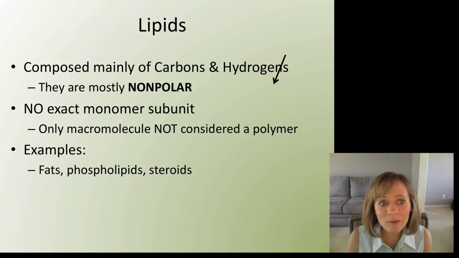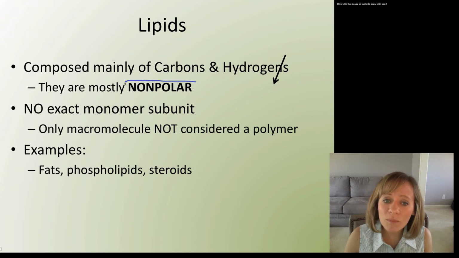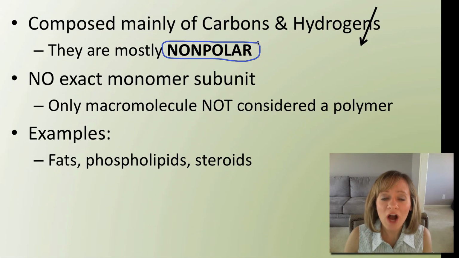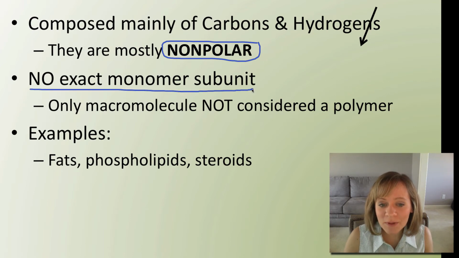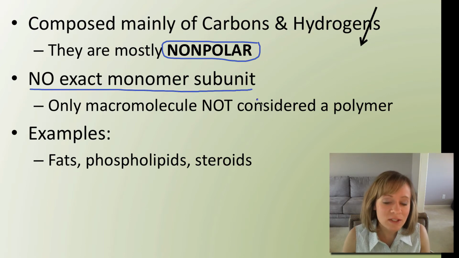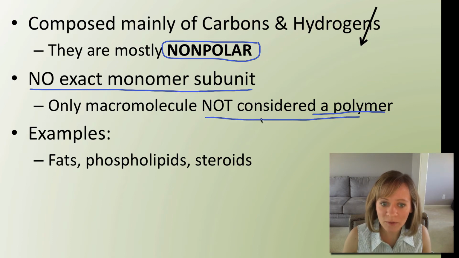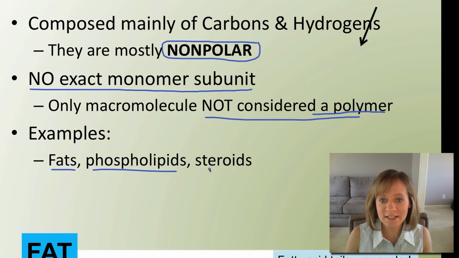All right, the third macromolecule is lipids. Lipids are only composed of carbon and hydrogen, and they are mostly non-polar. They're hydrophobic, meaning they fear water. There are no exact monomer subunits, so we actually don't consider lipids to be a polymer. It's the only one not considered to be a polymer. The lipids that we're going to look at in this video are fats, phospholipids, and steroids.